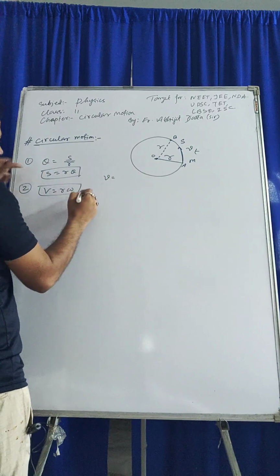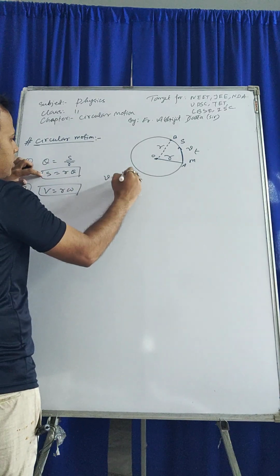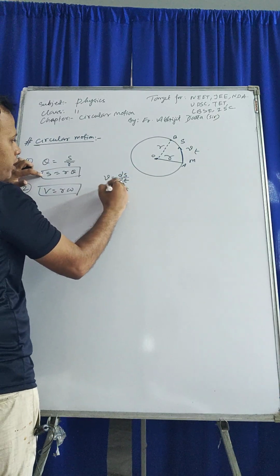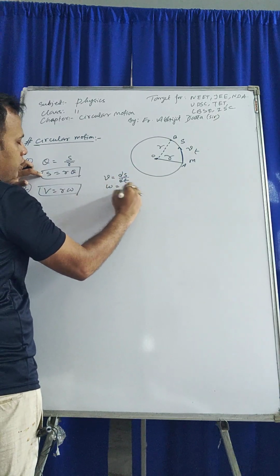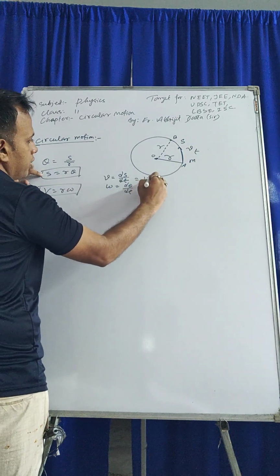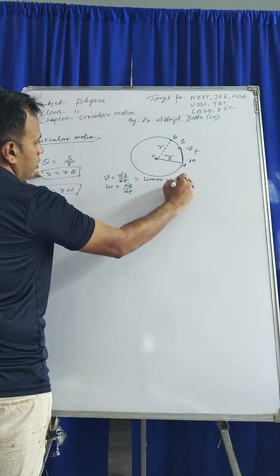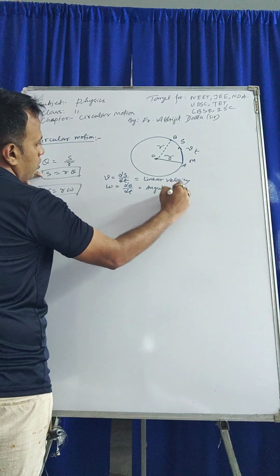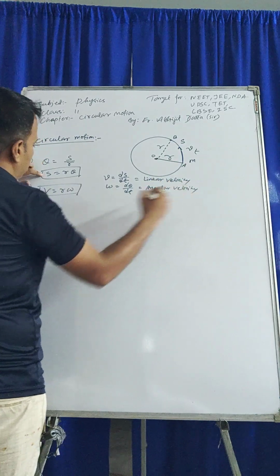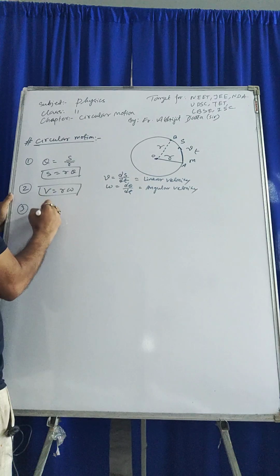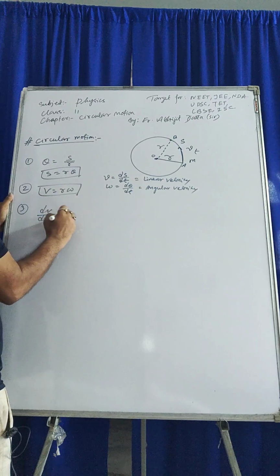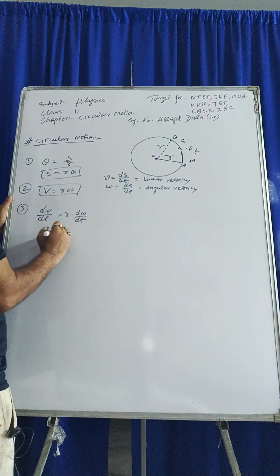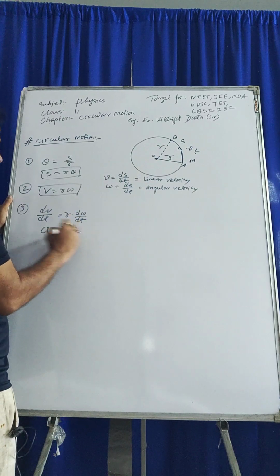If you differentiate this one, you will get v equal to ds by dt and omega equal to d theta by dt. This one is linear velocity and this one is angular velocity. Okay, now if you differentiate again, dv by dt, it will be something like that, d omega by dt, and it will be a and it will be alpha.